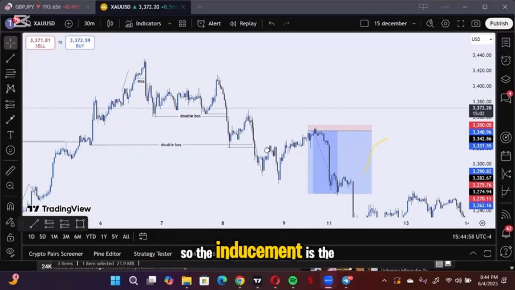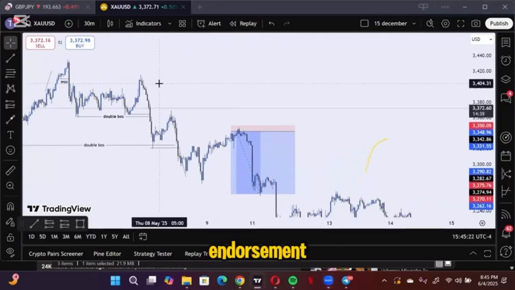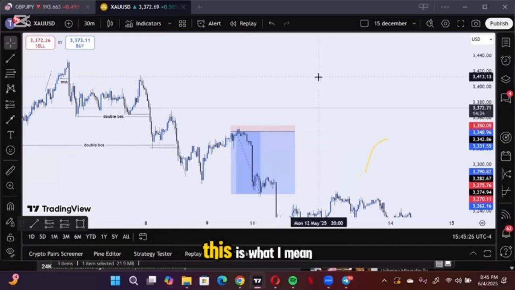So the inducement is the first pullback that the market makes after a market structure shift, or a break of structure, or a double break of structure. That is what the inducement is, the pullback that the market makes after the market structure shift or the break of structure. When we're looking for this, we only look for an inducement after you've seen a market structure shift or a double break of structure. This is what I mean.